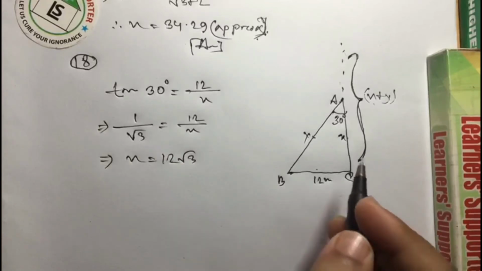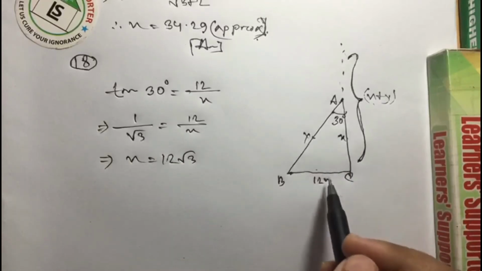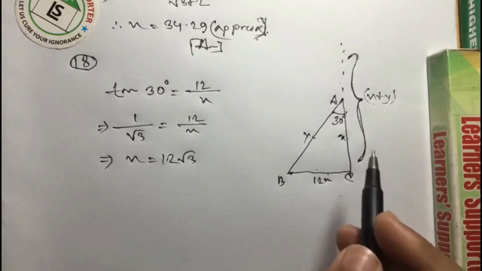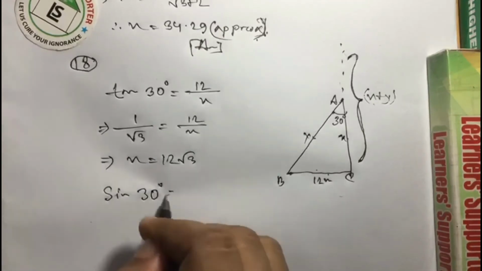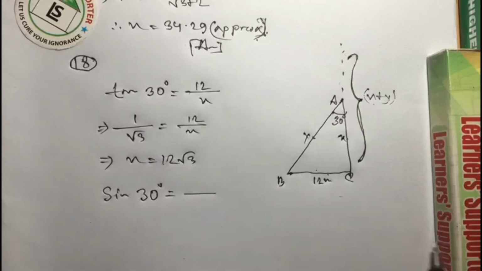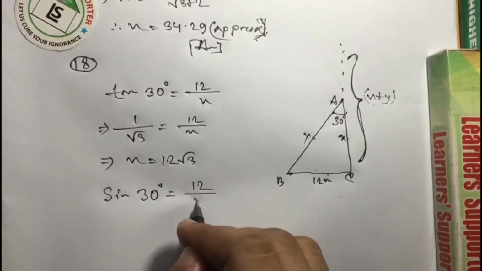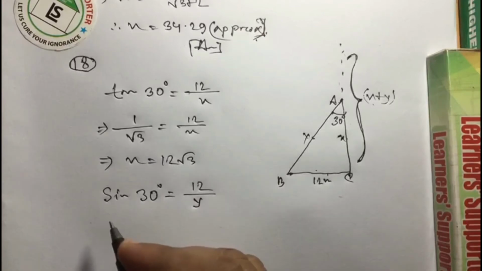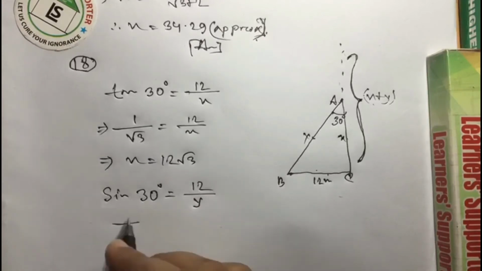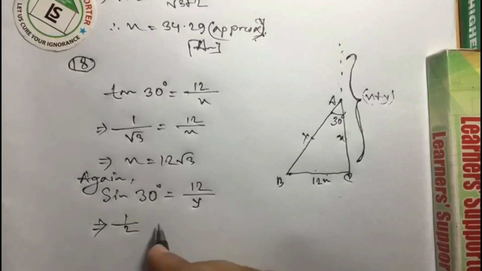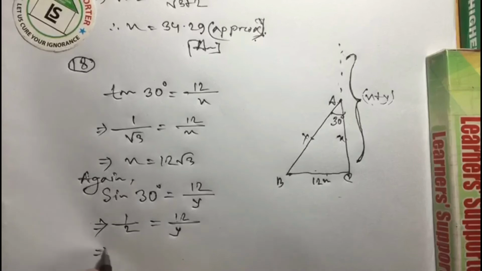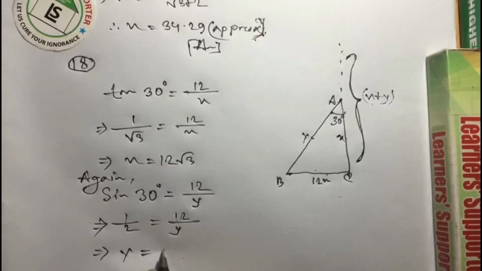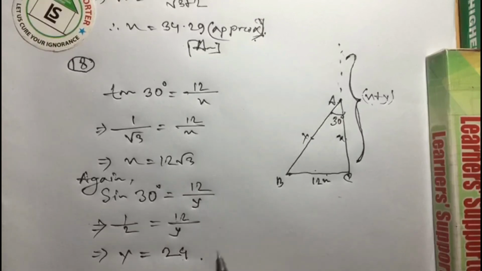In another way, if I make a relation between hypotenuse and opposite, we know that opposite by hypotenuse means sine. So we can write sine 30 degree equals 12 by y, opposite by hypotenuse. We know that the sine 30 degree value is 1 by 2. So half equals 12 by y. After doing cross multiplication, this will be y equals 24. That means y equals 24 and x equals 12 root 3.